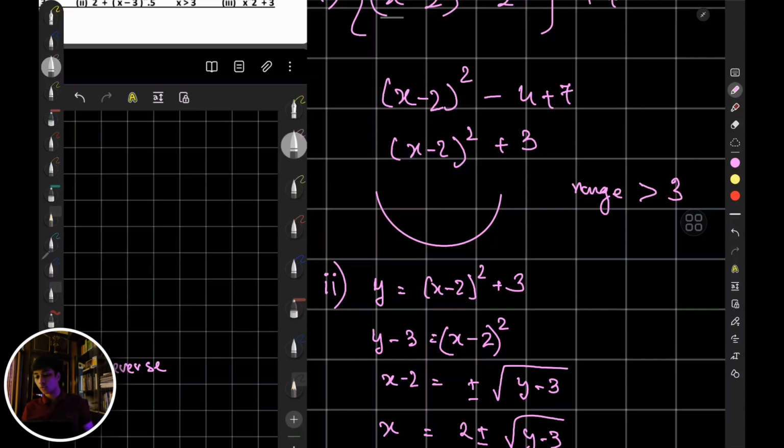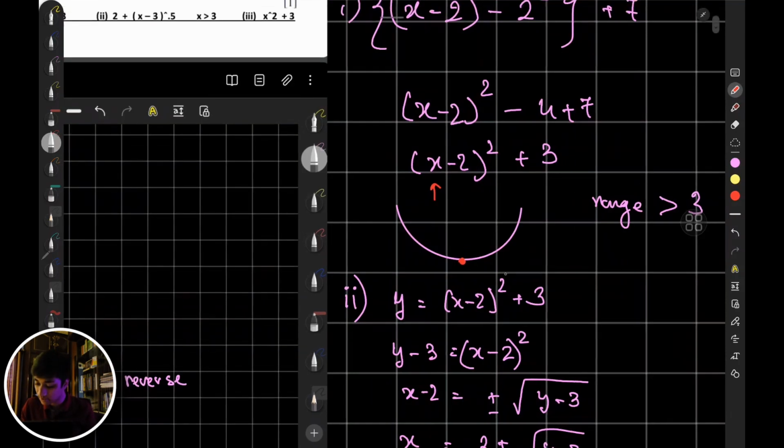Okay. So over here, what is the turning point? How do you figure out the turning point from this equation? Very simple. This is your turning point on the graph. Now, what are the coordinates of this point? So, where is the curve minimum? At what value of x is the curve minimum? It has to be x equals 2.